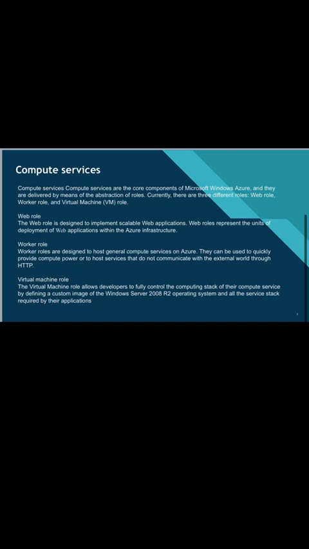Next, the worker role. Worker roles are designed to host general compute services on Azure. They can be used quickly to provide compute power or to host services that do not communicate with the external world through HTTP. A common practice is to use them to provide background processing for web applications developed with web roles. And lastly, the virtual machine role allows developers to fully control the computing stack of their compute service by defining a custom image of the Windows Server operating system and all the service stack required by the applications.